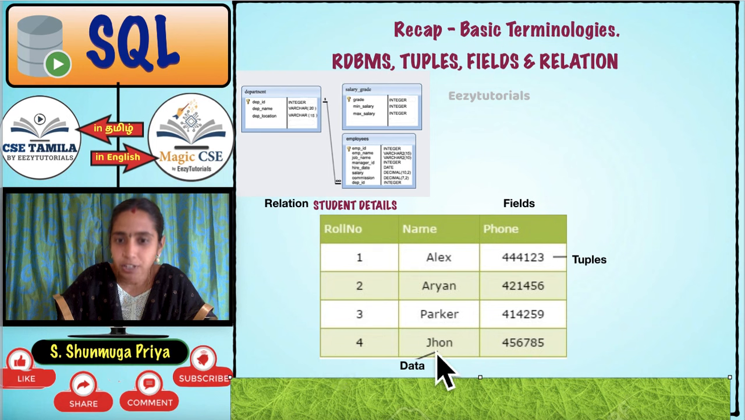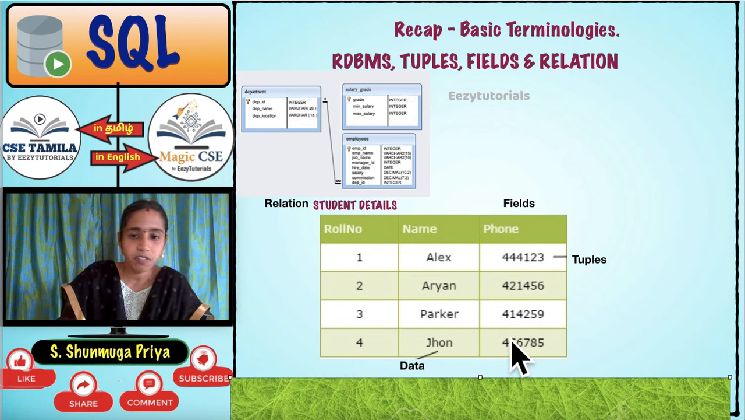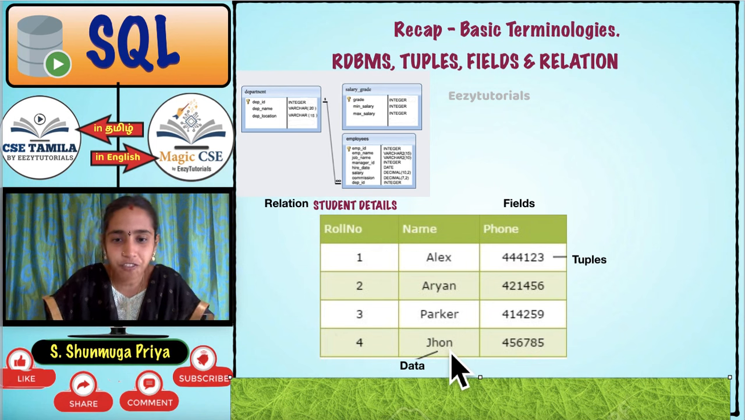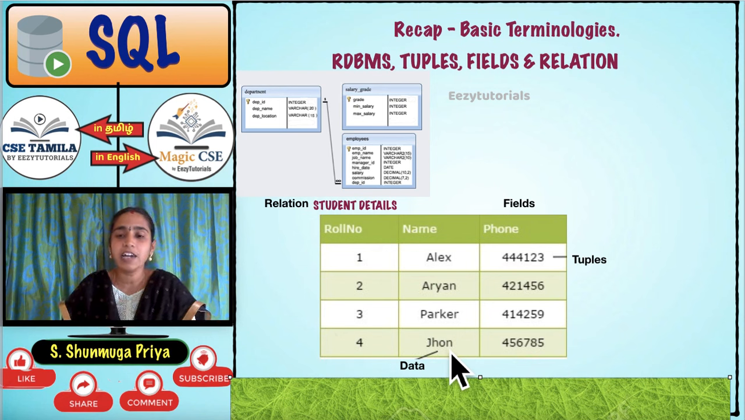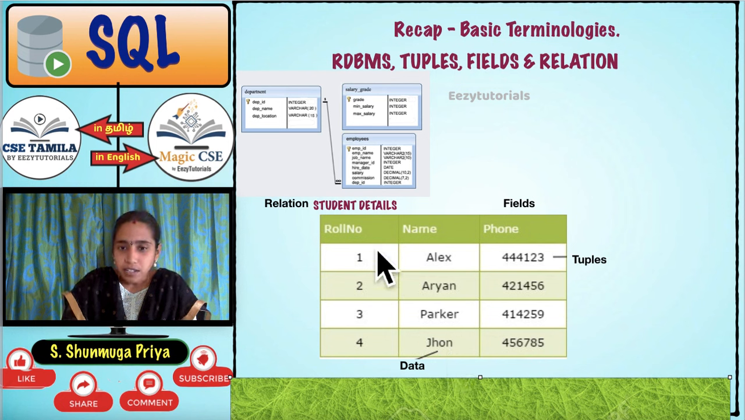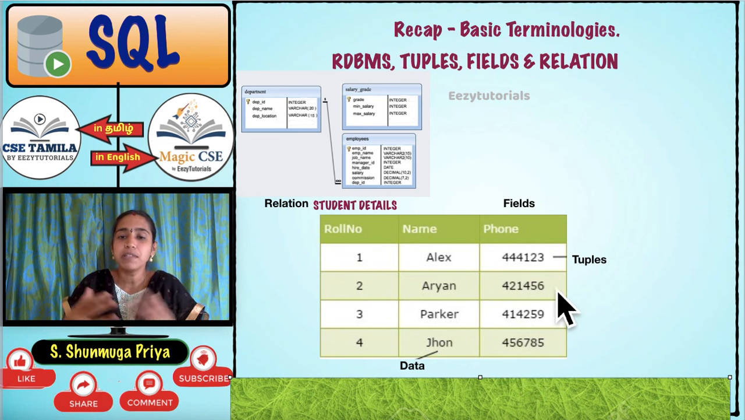Here you can have a name, phone number, register number, whatever it is. Each and every entity is called data, and you'll be storing it in tabular format. Each row you will call a record or a tuple. Every column you will call a field or attribute. A group of fields and tuples together forms the table. The technical term for table is relation.